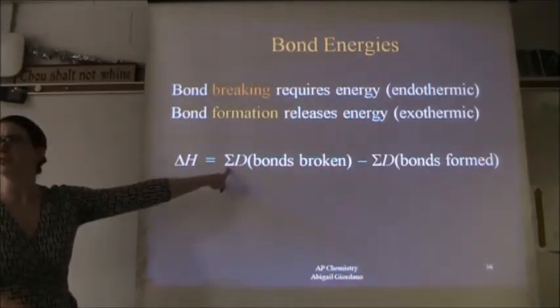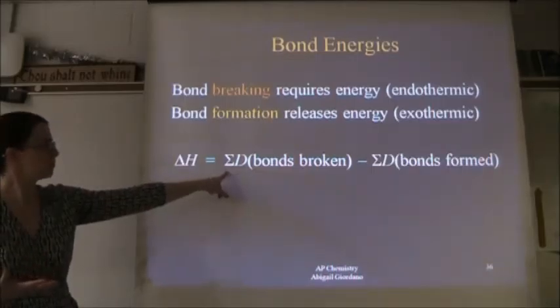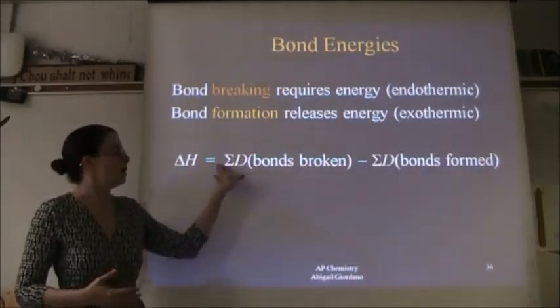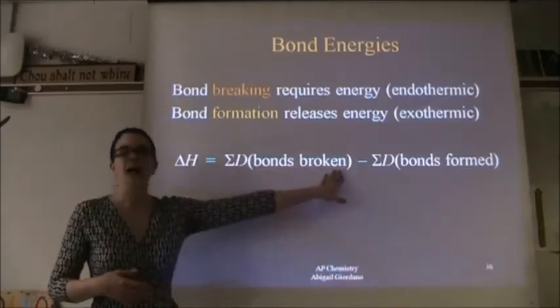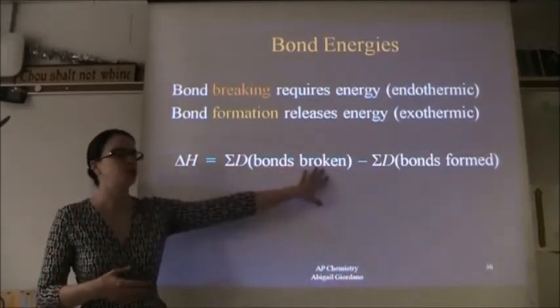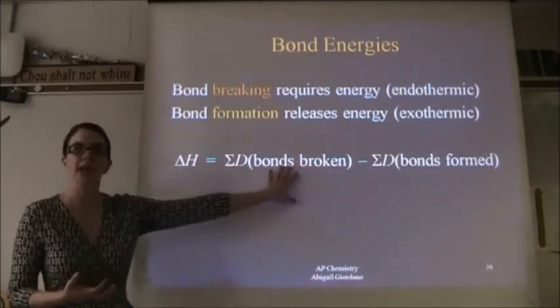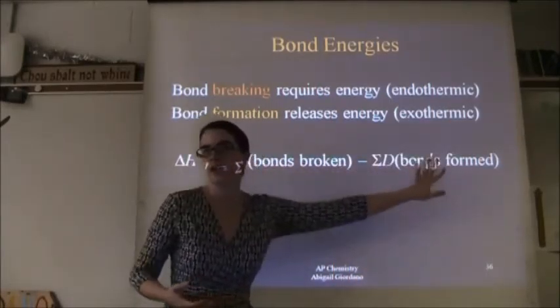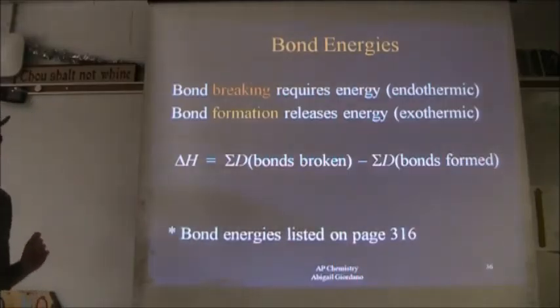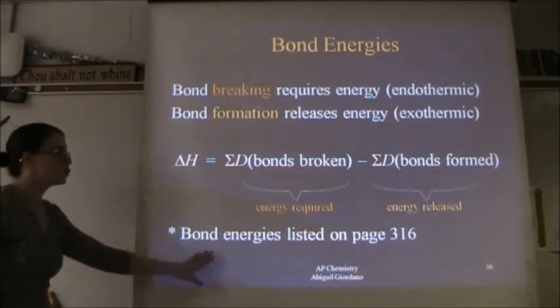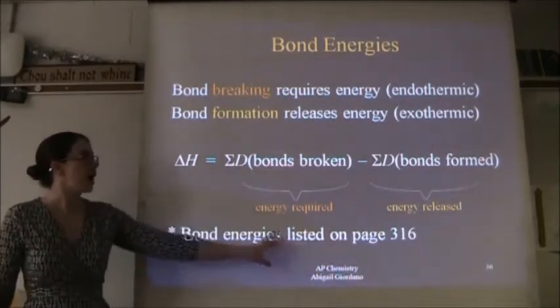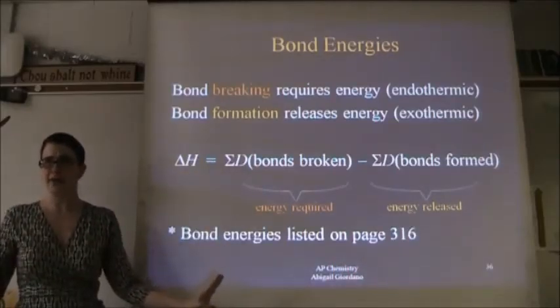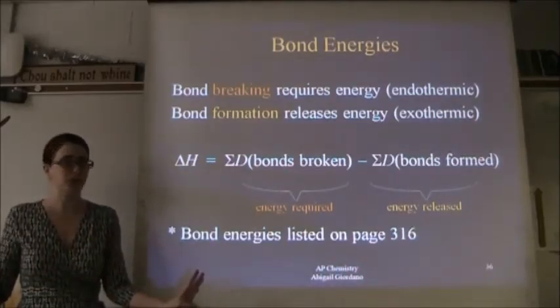Do you remember what this symbol means mathematically? Yeah, summation. Summing up all of the bonds broken, the energies associated with all the bonds broken in a reaction, minus all the heats of the bonds formed. Okay? And just make a note to yourself, you don't have to memorize any bond energy values.